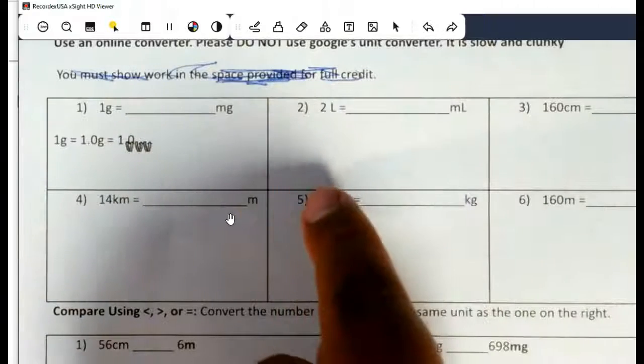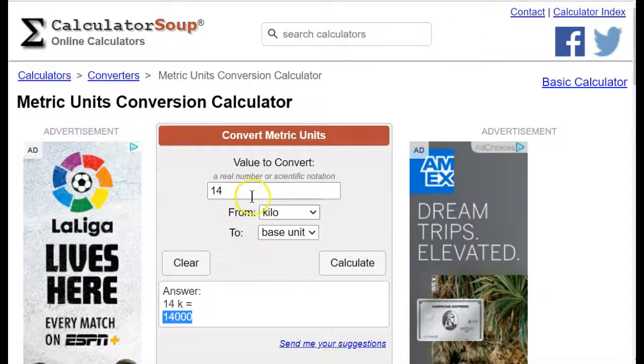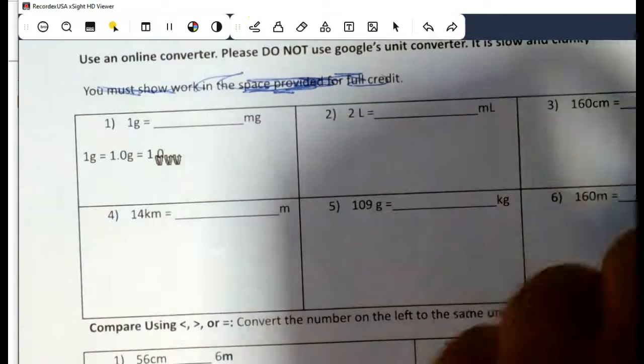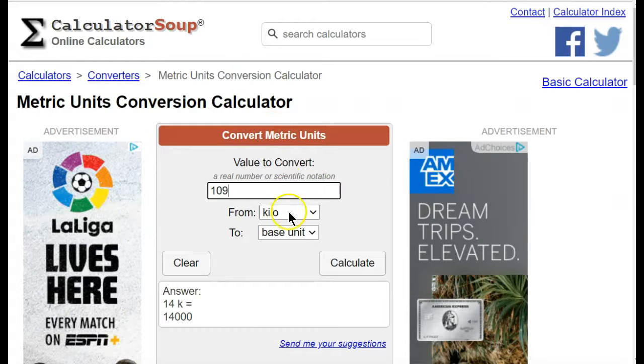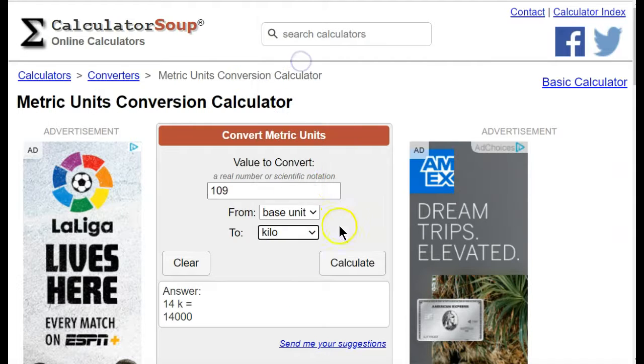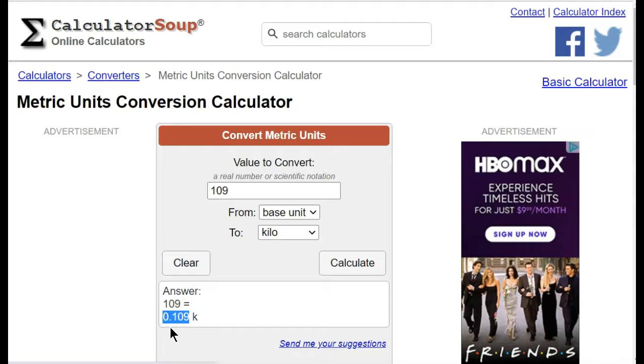I'll do one more. Let's do 109 grams to kilograms. Let's come back. Let's go 109, again, grams. That's the base unit because it's a single letter. So 109 grams, and then I want to take it to kilograms. I calculate, and it'll be 0.109 kilograms. And that's how you use one of my favorite online calculators.